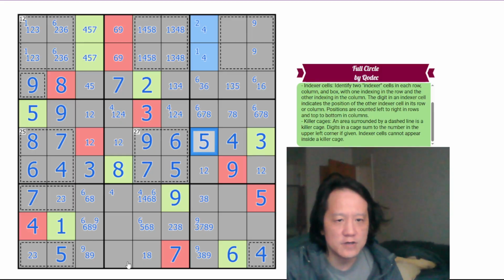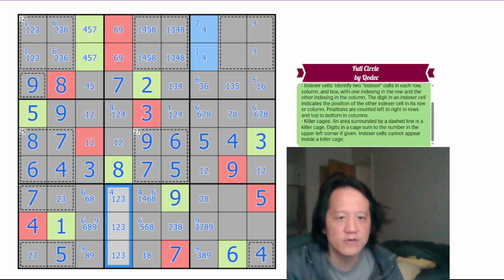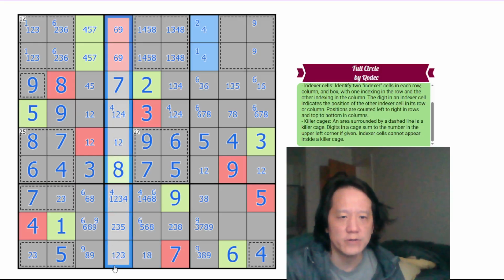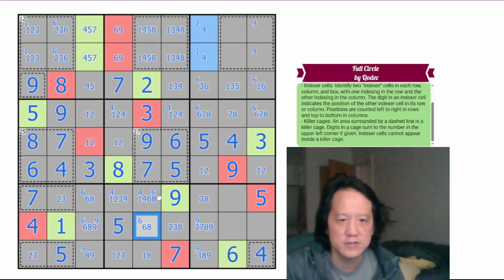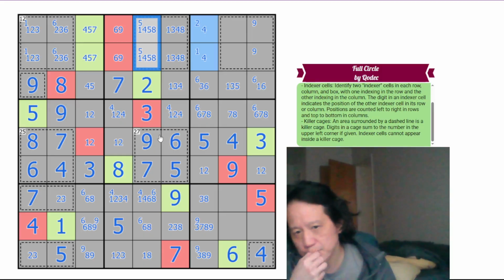Remaining digits of column 4 are 1 through 5. This cannot be 1 or 4. This cannot be 4 or 5. This can't be 5. Where is the 5 then in column 4? Cannot be any of these cells. Can't be here, so this must be 5 here, which eliminates 5 from this cell. Where is the 5 in column 5? It has to be one of those two cells. Okay, that doesn't help us too much.